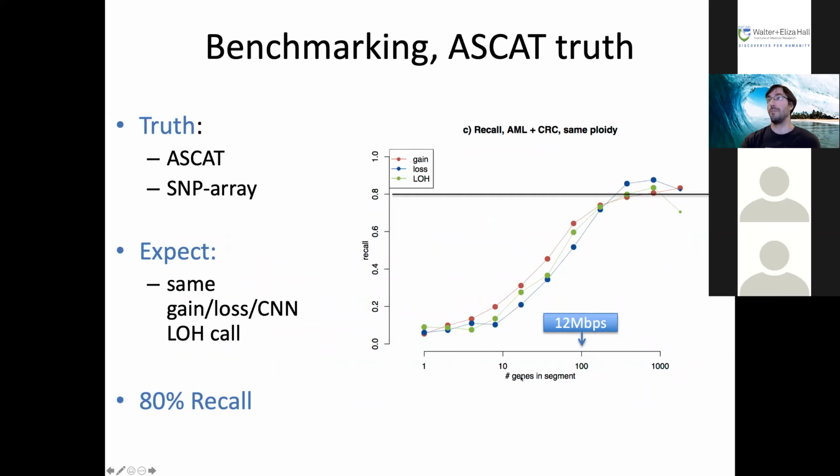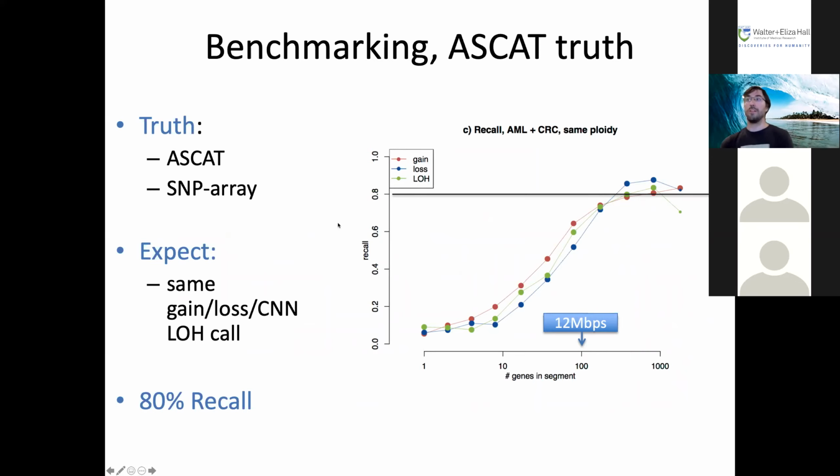So we count the number of genes in the segment, and we see that when we have a segment with at least 100 genes, which corresponds to around 12 megabases, then we have a recall of around 80%, both for gain, loss, and copy number neutral LOH. So this is quite encouraging, right? This is showing that it's perfectly possible to call copy numbers from RNA-Seq.